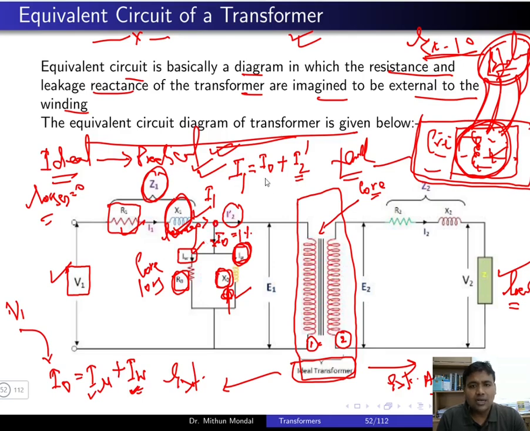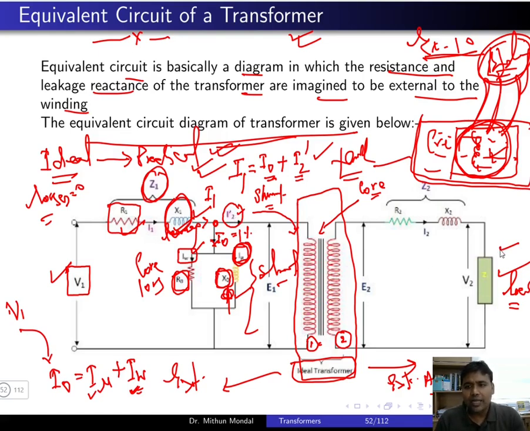I naught is the current which is drawn by the shunt parameters. Shunt means parallel. So these two are shunt parameters, and I2 dash is the current which is entering the ideal transformer. So this I2 dash depends upon the load. Under the no load condition, your I2 dash will be 0 because your I2 will be 0.